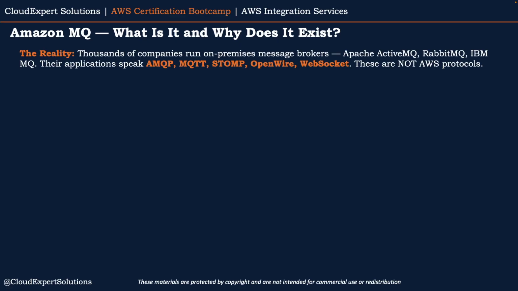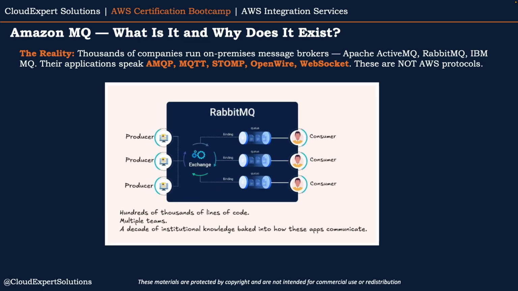Picture this scenario. A financial service company has been running its trading platform on Apache ActiveMQ on premises for 10 years. Their applications are written in Java and use the JMS API over AMQP, hundreds of thousands of lines of code, multiple teams, a decade of industry knowledge baked into how these apps communicate. Now they want to move to AWS.